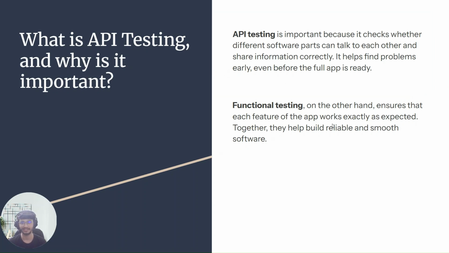Before getting into the fun part, let's start with what API testing is. API testing is the testing of the API, and it is important because it checks whether the different parts of the API are communicating properly or not. If they don't, it will cause a lot of problems in the future or even server crashes. Functional testing, on the other hand, ensures that each feature of the application or the API works exactly as expected. Together they build reliable and smooth software.